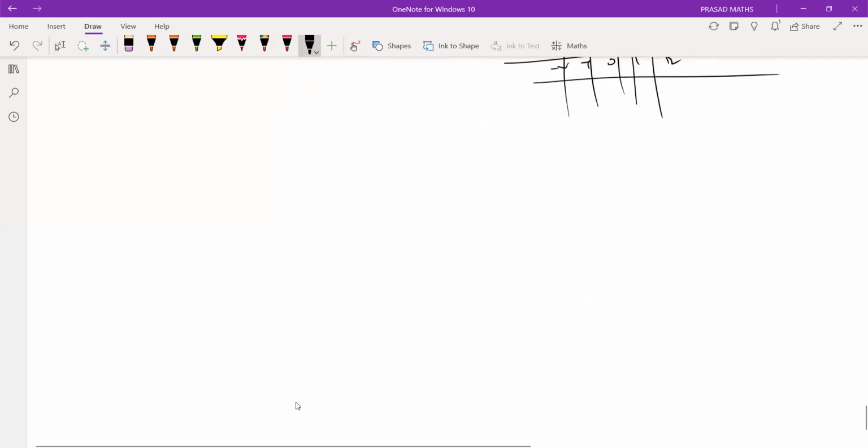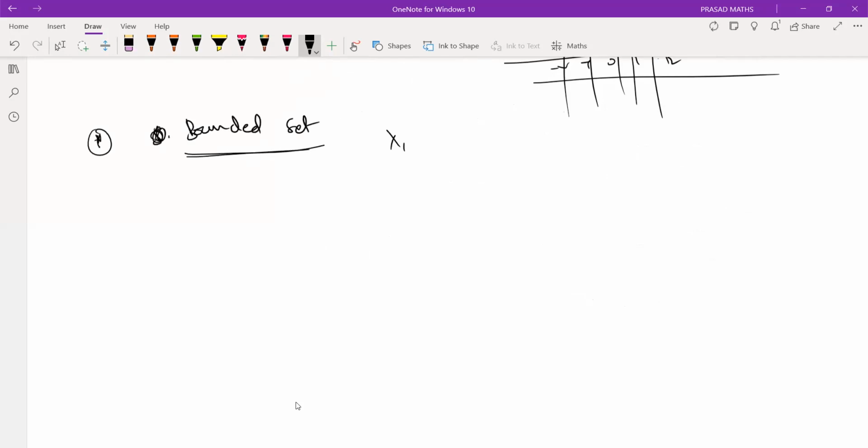Next is separable space. But before that, bounded. Give me the definition of bounded. Having a lower and upper bound. Yes, but that is with respect to the usual metric. What is the definition of bounded in general in a metric space?